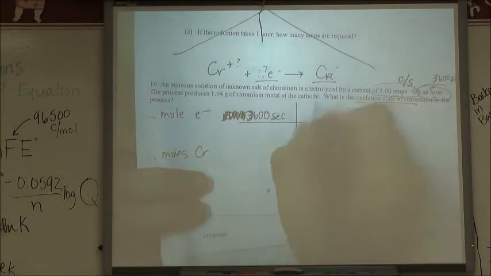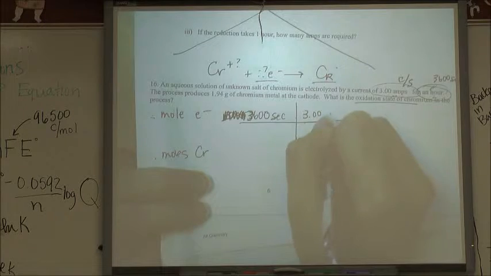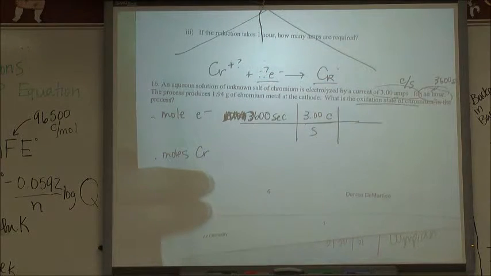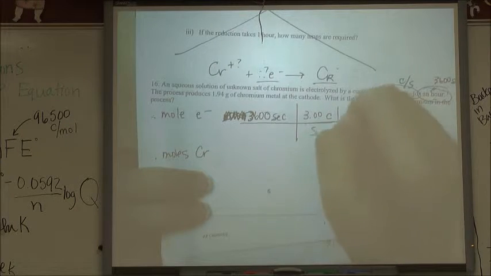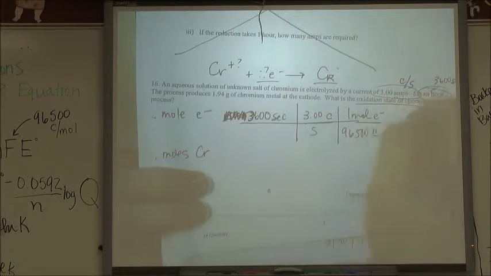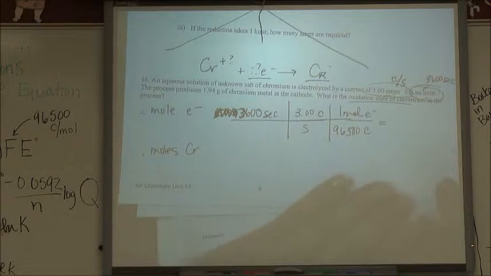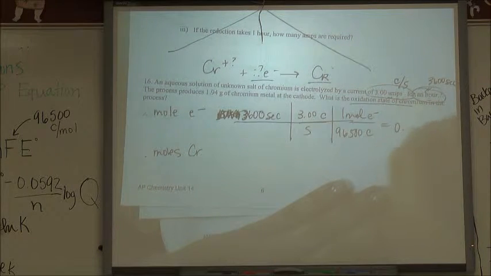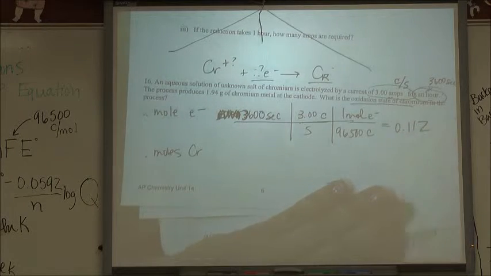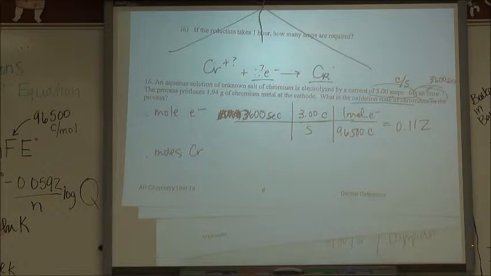3,600 seconds. We're at 3.00 coulombs per second. How do I get to moles of electrons? Faraday. For every 96,500 coulombs, I have 1 mole of electrons, and that goes on top. So what is my moles of electrons? 0.112. Okay.